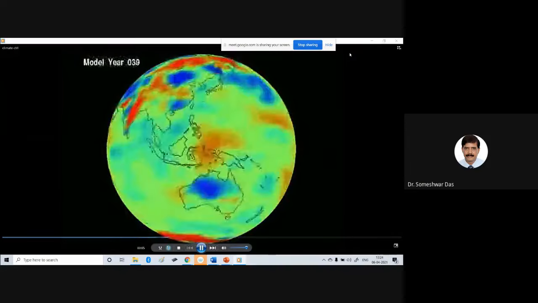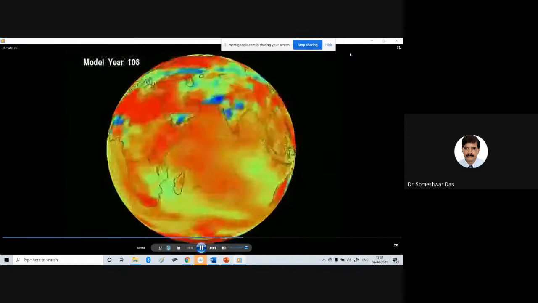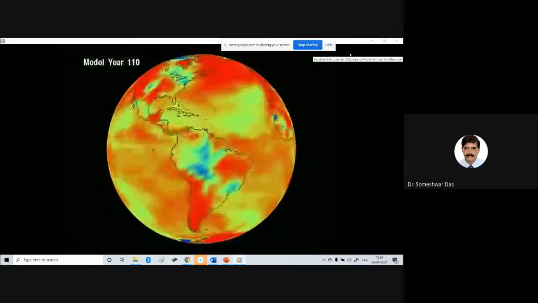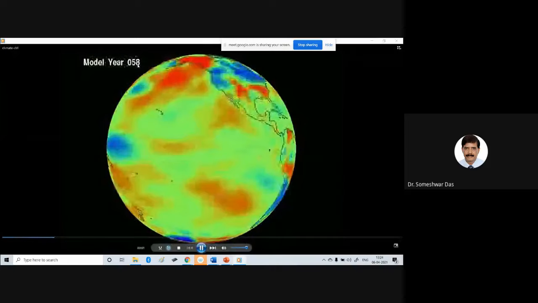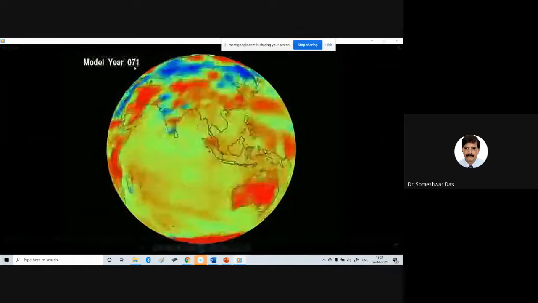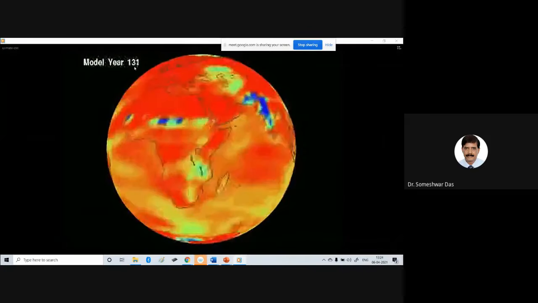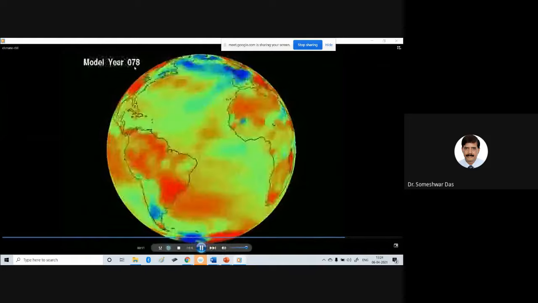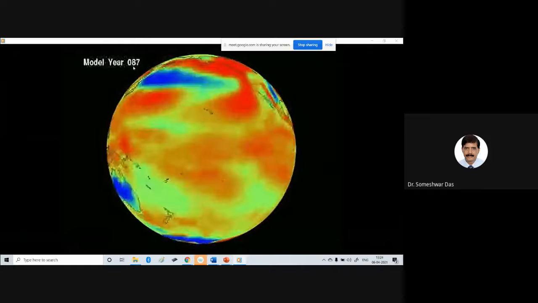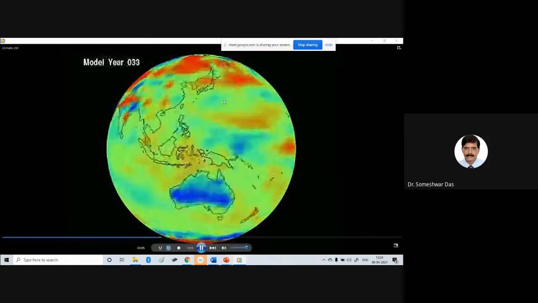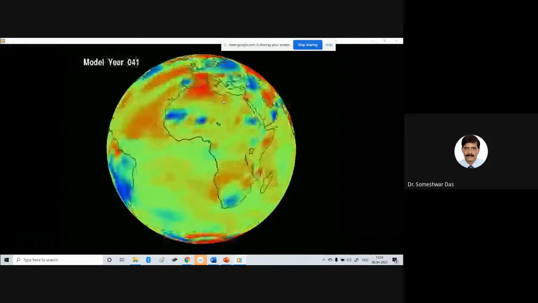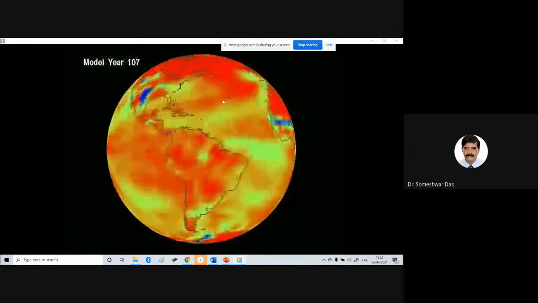Okay, so what you are seeing is the simulation of climate using a global model integrated for many years. See the number changing here, model year. The model is integrated for about 125 to 130 years. So how the climate is evolving with time. You can see this is a simulation of more than 100 years, right? And this shaded area that you're seeing basically is the temperature. People are talking about global warming.